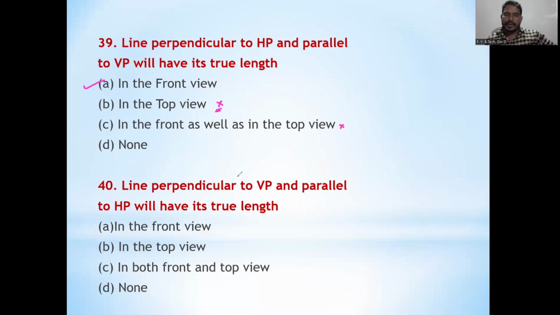So we'll check out the options. In the front view we are getting the point view, so it's not correct. In the top view we'll get the true length, so option B will be correct here. So B is the correct option.